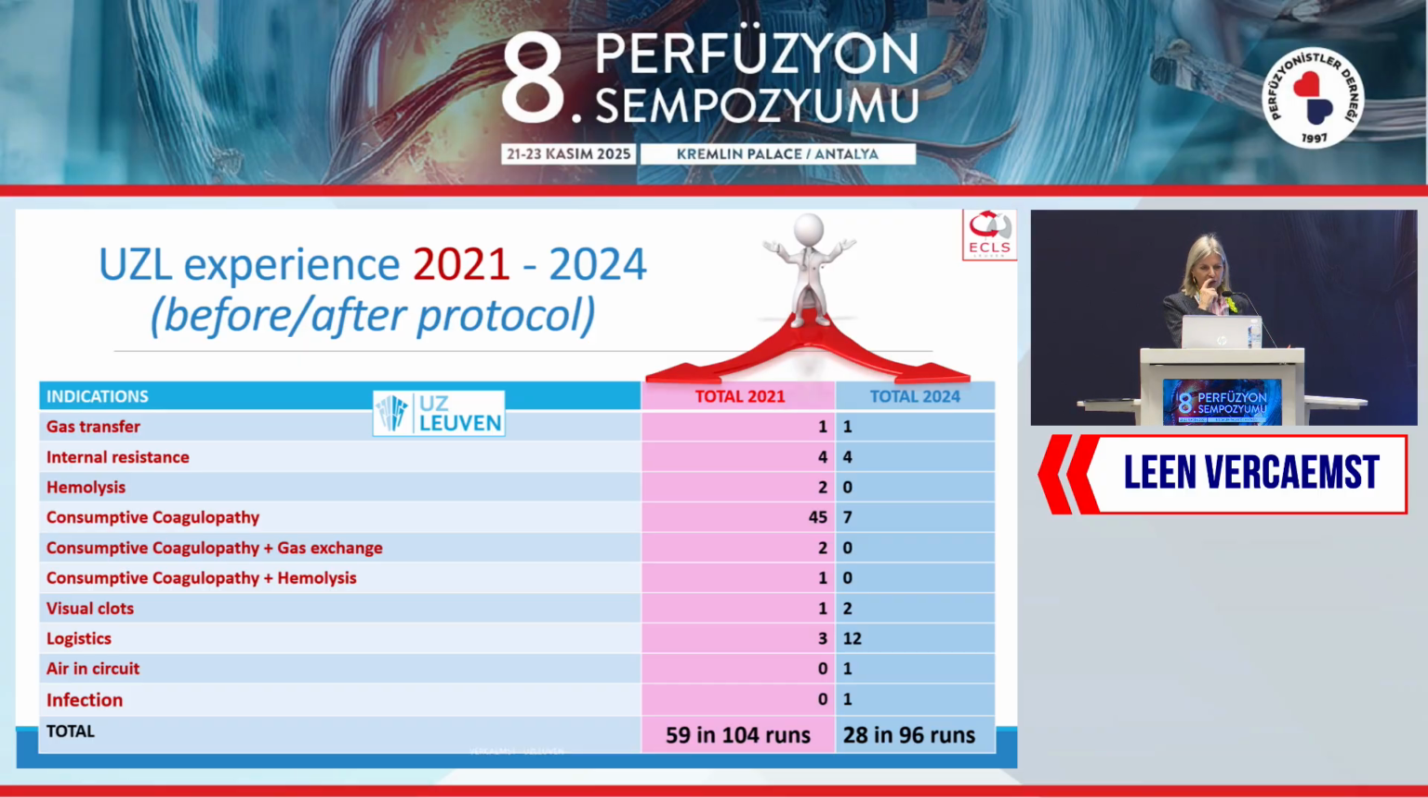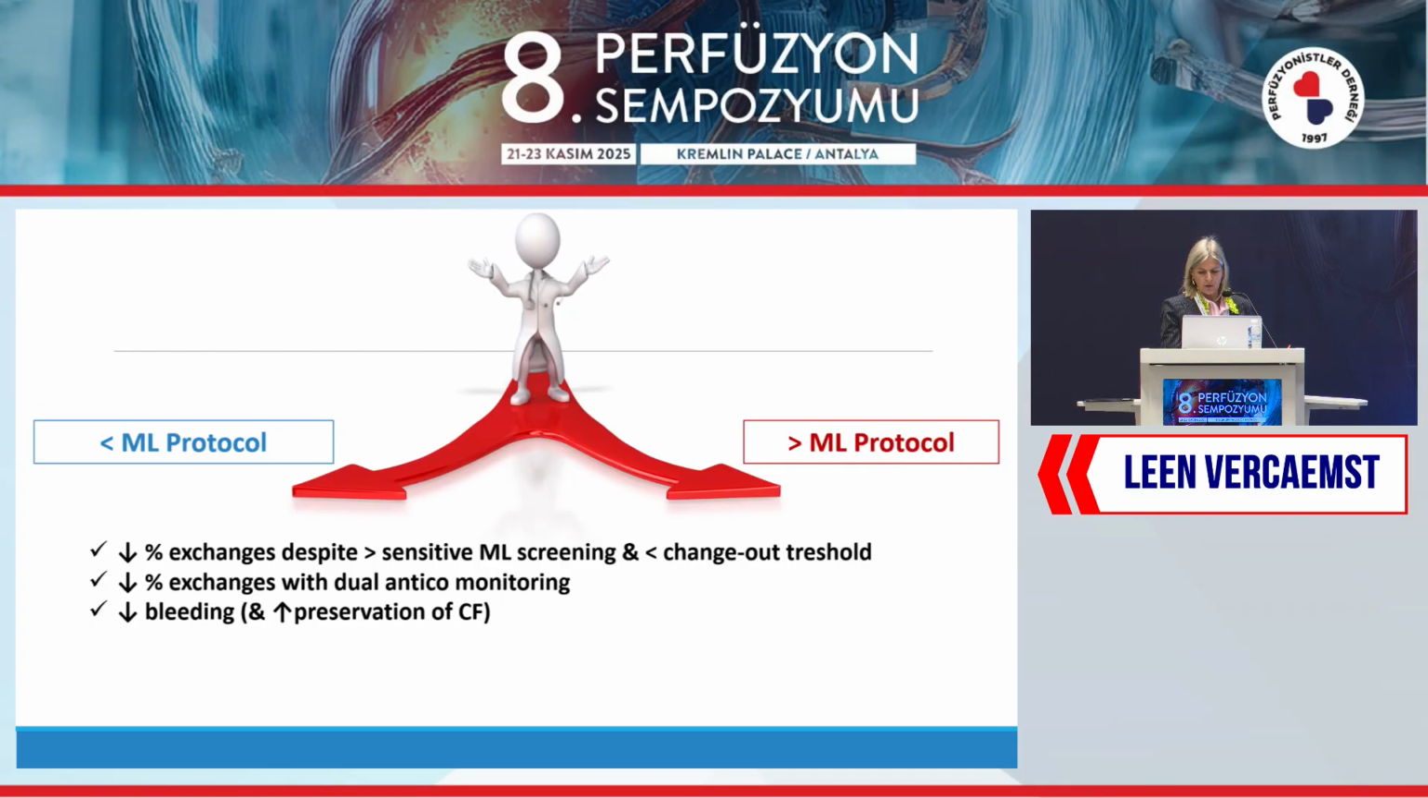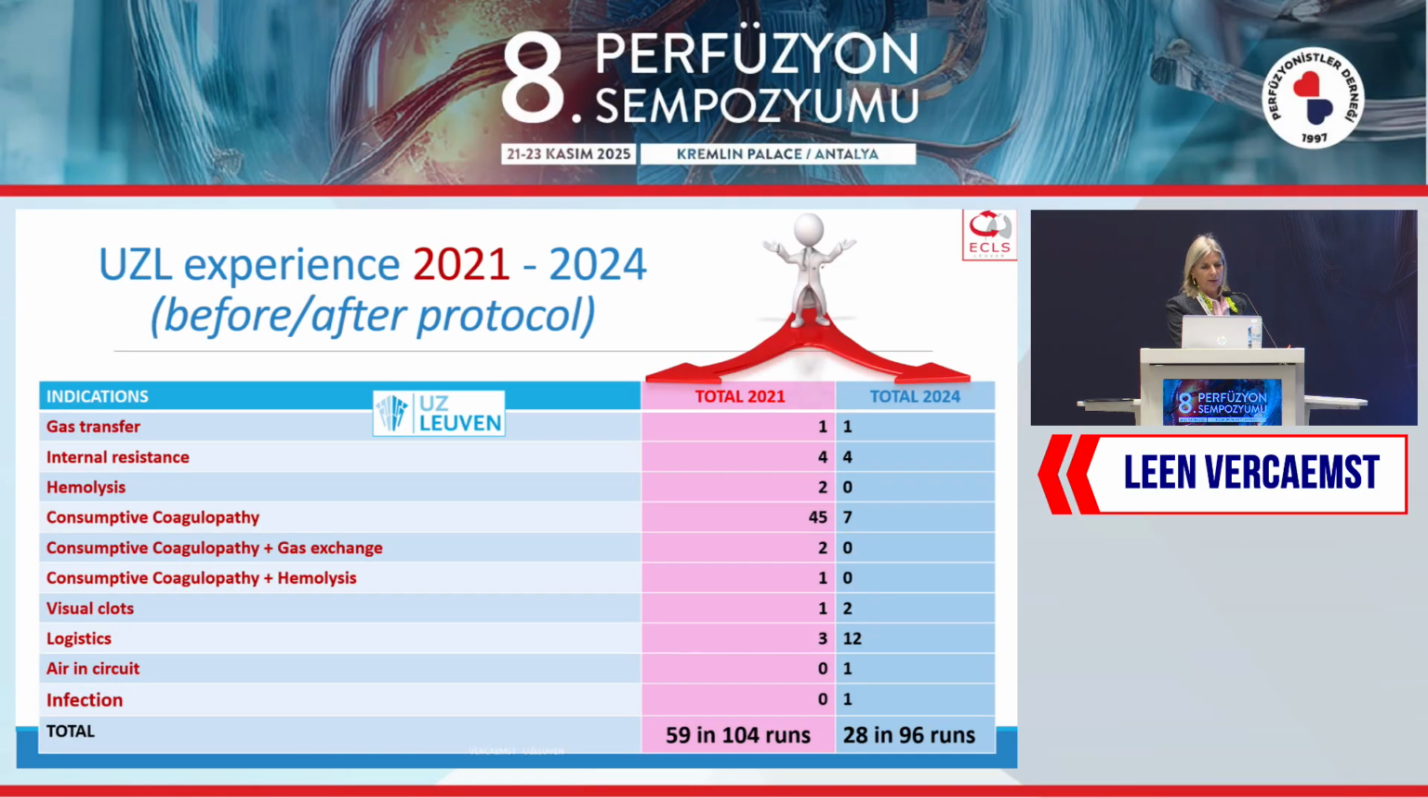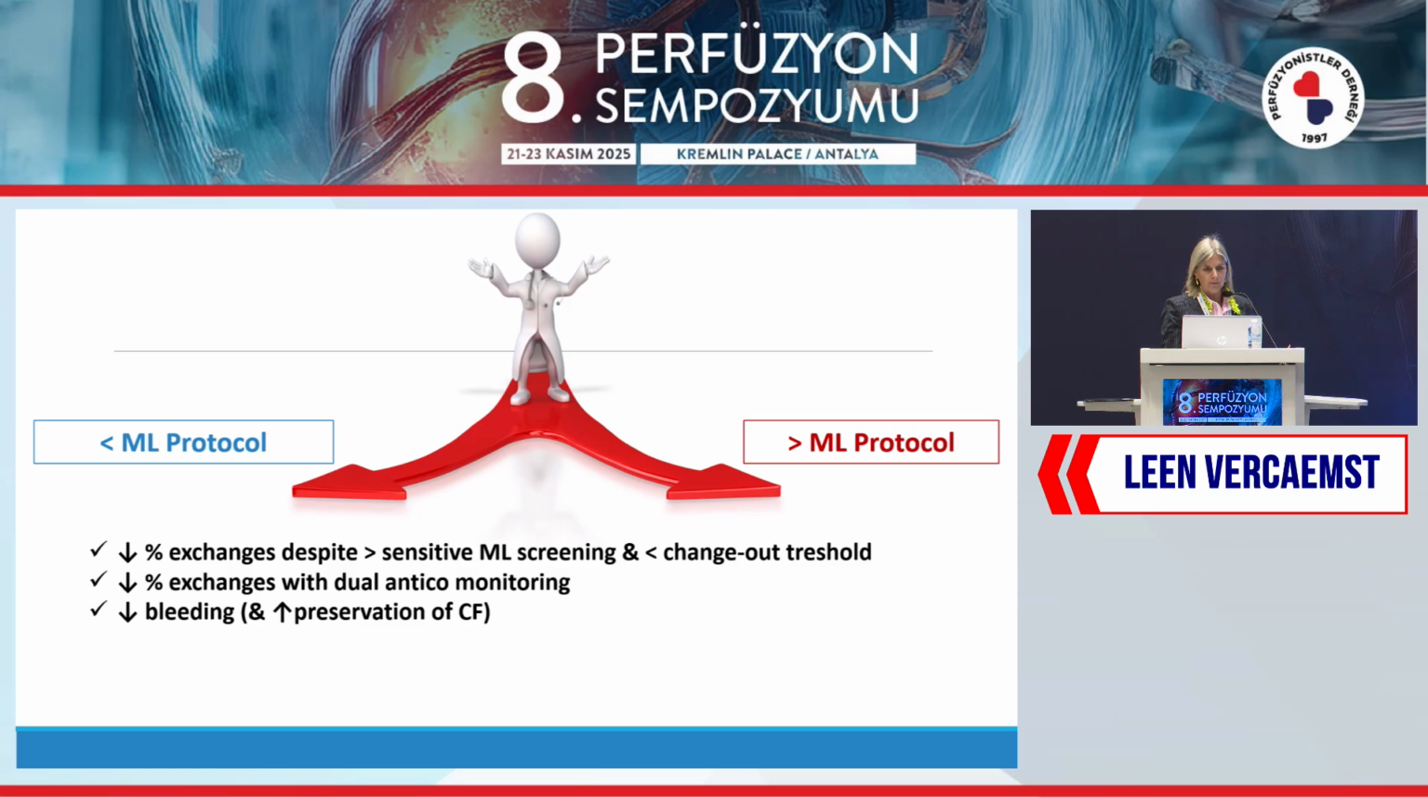It's going to be published, but this is what I can already show: we had many more exchanges before our protocol than after our protocol. And most of our exchanges before our protocol were because of bleeding, because of consumptive coagulopathy, which we don't see anymore. So we also have decreased exchanges despite more sensitive membrane lung screening and the change of our threshold. So this is contradictory.